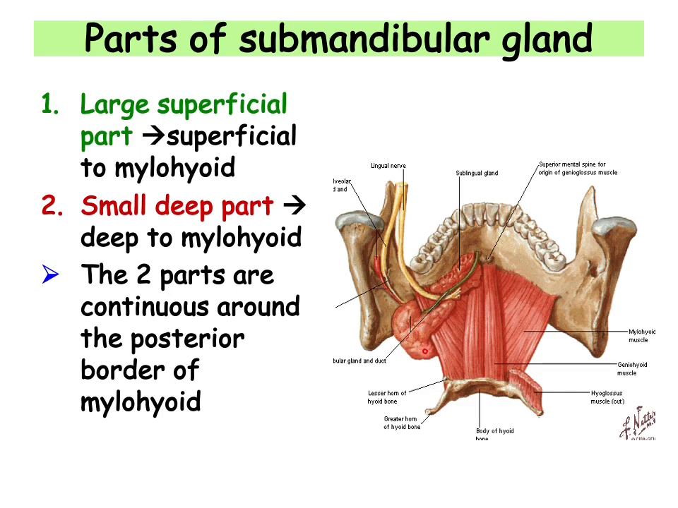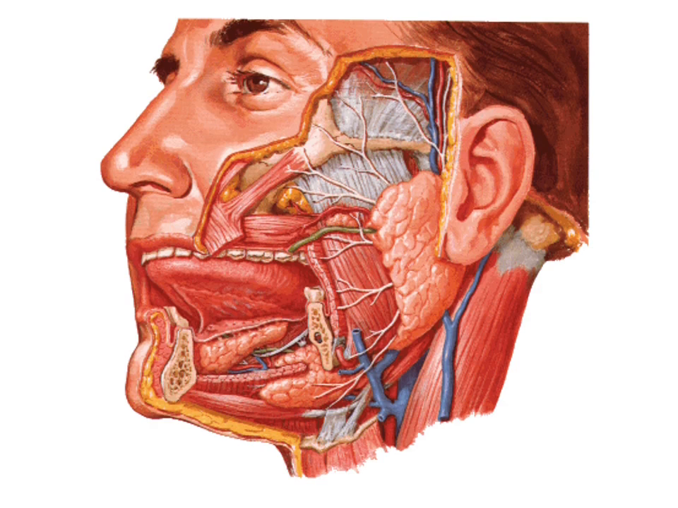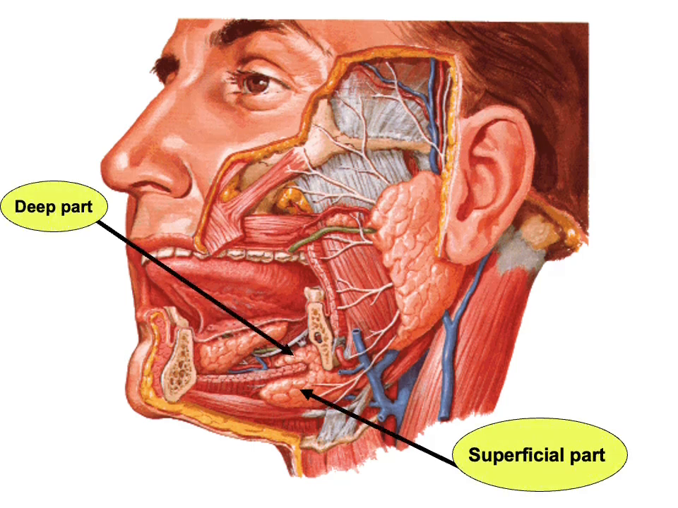They are not separate, being one piece, so it's going to be continuous on the lateral border of the mylohyoid muscle. Okay, that is the two parts, deep and superficial. Again, that's the gland, how it's going to be continuous on the posterior part of the mylohyoid muscle, superficial and deep, okay. Those are the two parts.